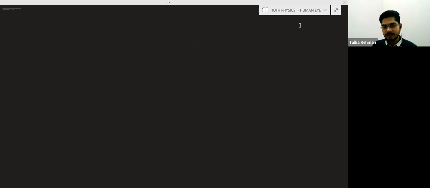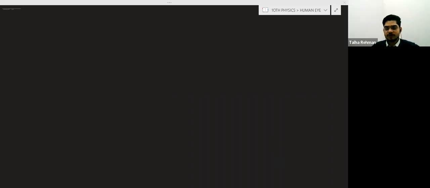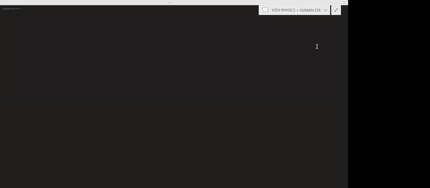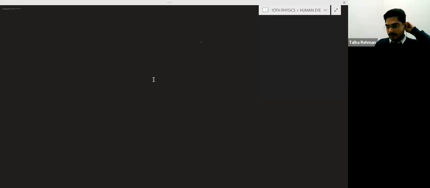In the last class, we discussed how to calculate the power in correcting hypermetropia. What is hypermetropia, Martin? The person is not able to see the nearby objects. And how to correct hypermetropia? To use a convex lens.